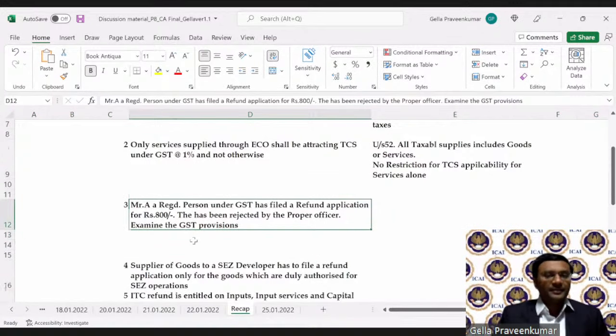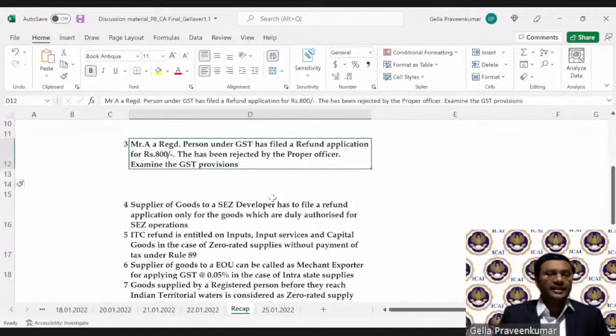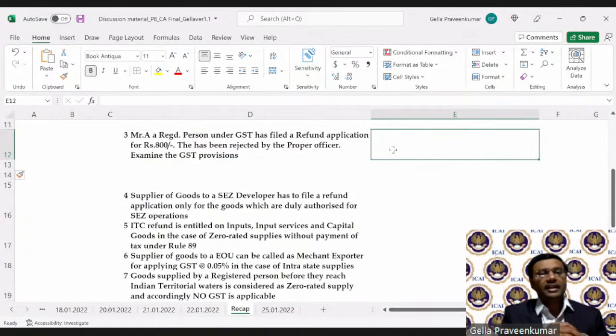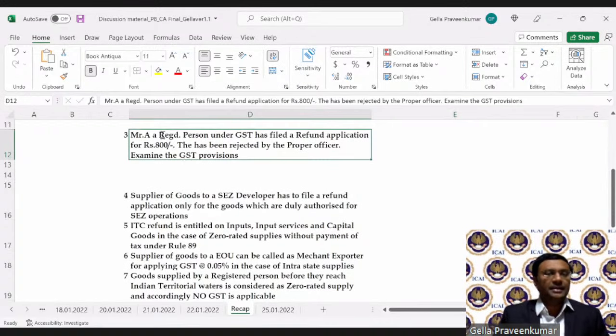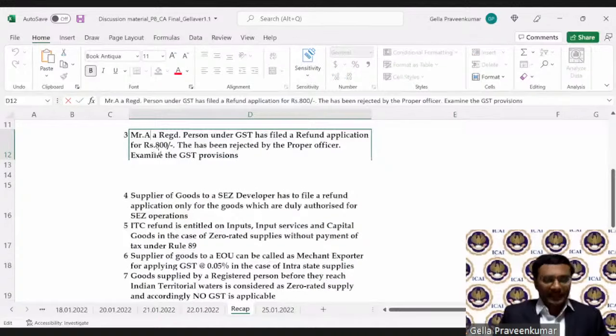Mr. A, a registered person under GST, has filed a refund application for rupees 800. The same has been rejected by the proper officer. Examine GST provisions.